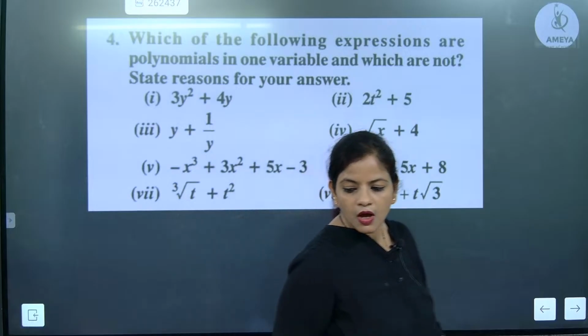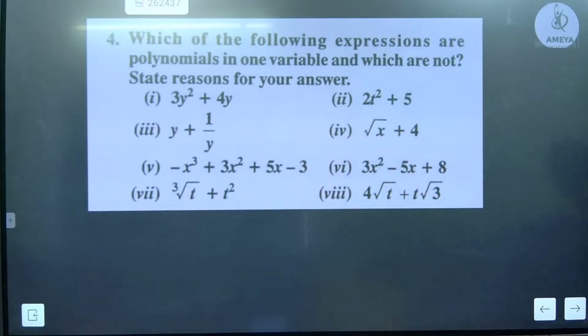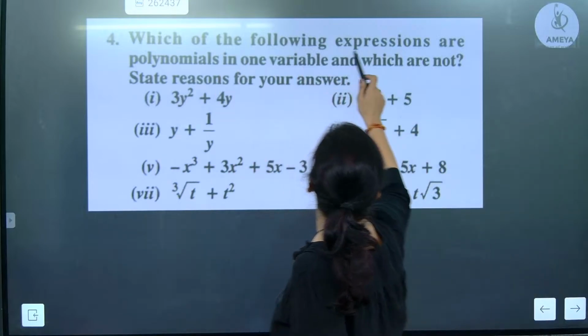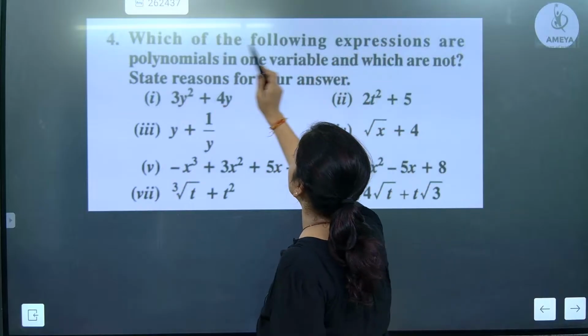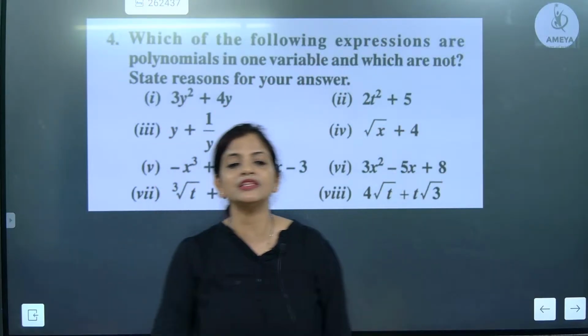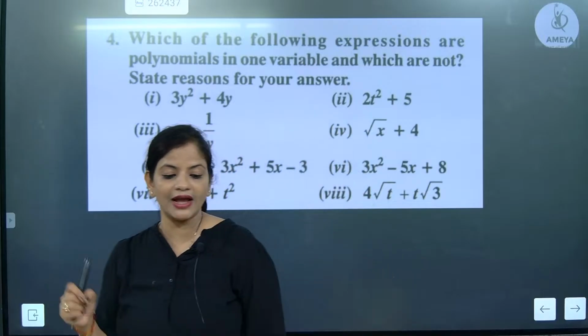Okay, so here what we are exactly searching is a polynomial of degree 1. Degree 1 means, see, which of the following expressions are polynomials in one variable? Polynomials in one variable means only one variable will be there. Please don't mistake it by the degree part.